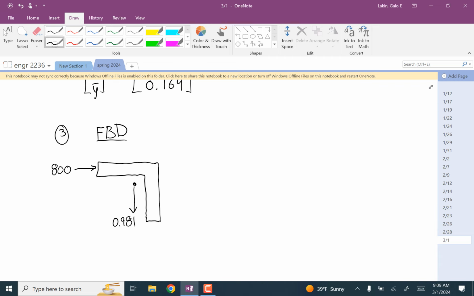So now we can go to the table. And I'm going to move this over a little. So rho, force, moment.